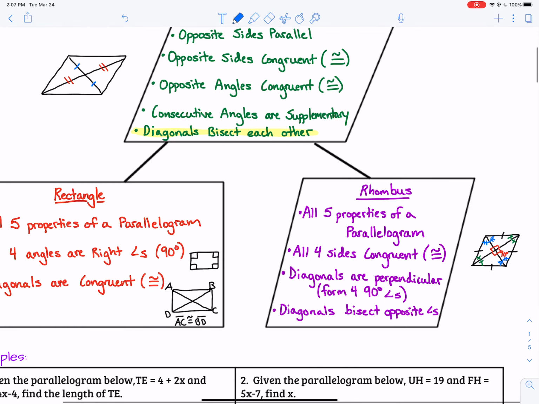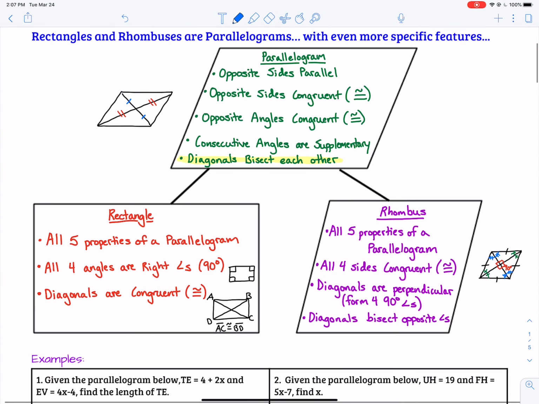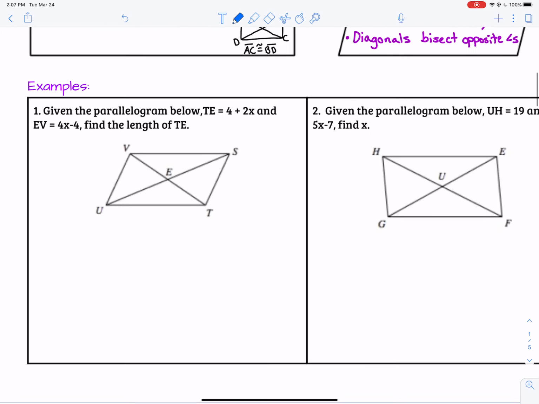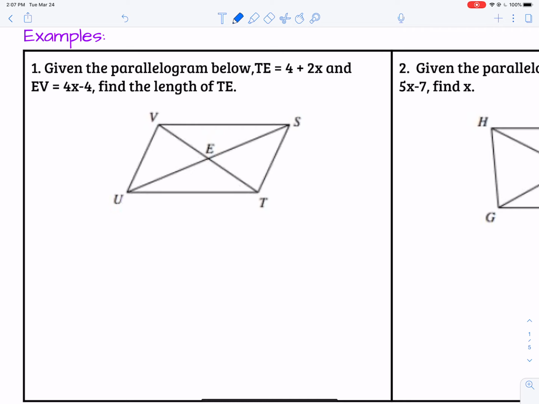Okay, so we're going to take a look at a mixture of examples on parallelograms, rectangles, and rhombuses to apply these properties and solve some problems. So number 1, it says, given the parallelogram below, TE equals 4 plus 2x. And EV equals 4x minus 4. So since they've told us that this is a parallelogram, we know that the diagonals bisect each other, which means it breaks them into 2 equal parts. And so we can say that 4x minus 4 would equal 4 plus 2x.